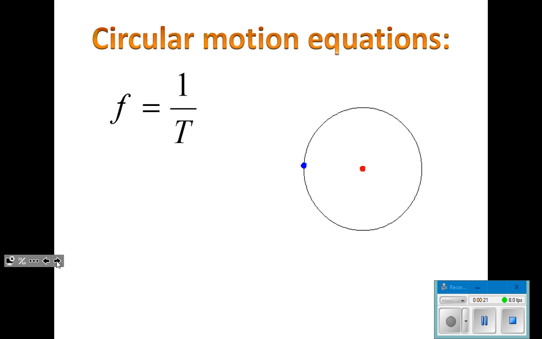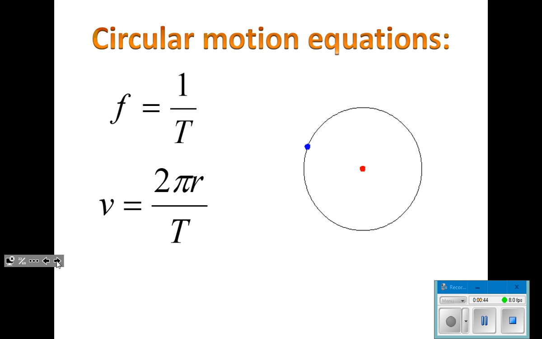First of all, we've already talked about frequency. Frequency is the inverse of period, or how many happen in a certain amount of time. So when we're talking about circular motion, frequency is how many circles happen in a certain amount of time. So it is the inverse of period, though, and it's on your formula chart as 1 over T.